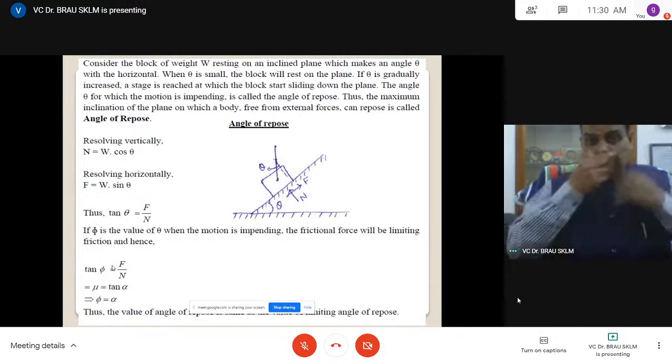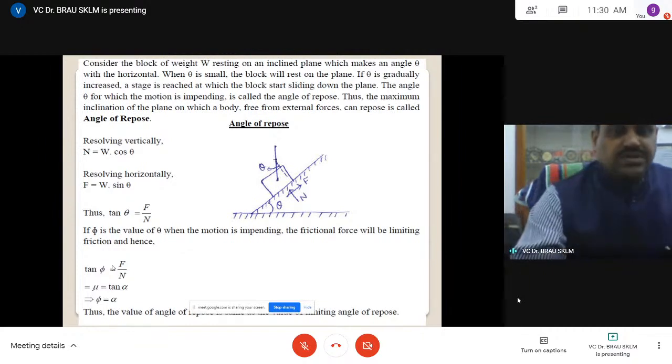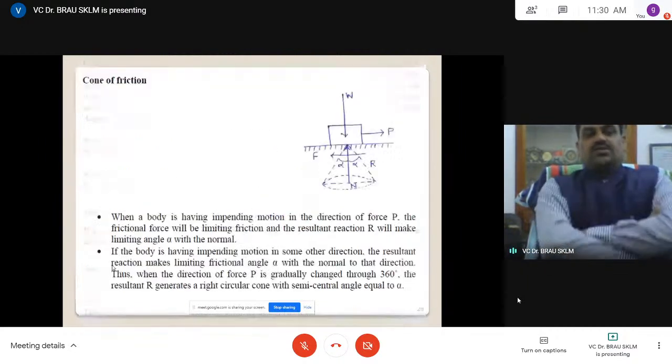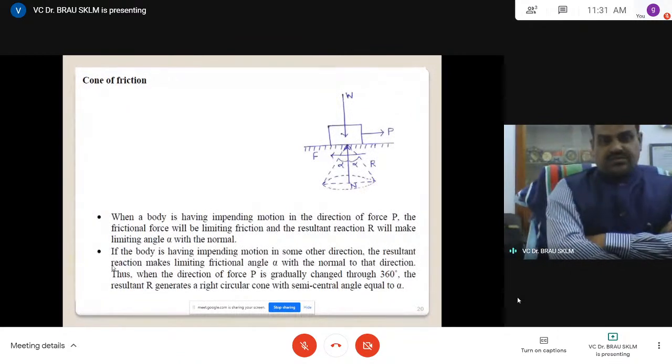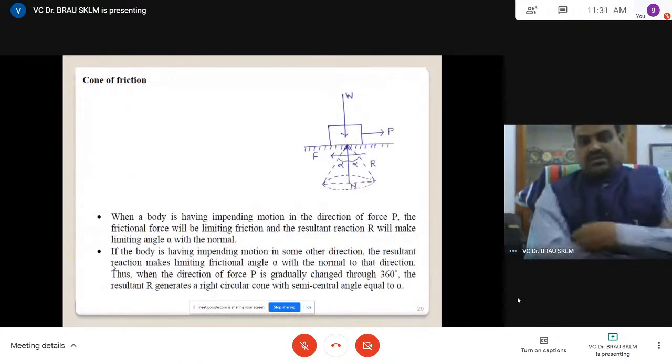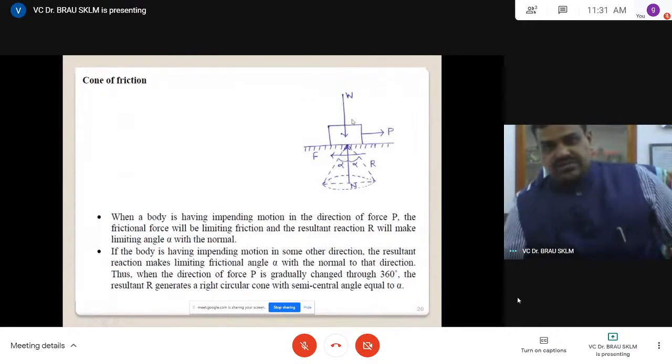This is another important parameter which is required to specify. Now the cone friction. Sometimes in the GATE examination, this is also asked: what is the cone of friction? I already explained the system. Weight is acting downwards on this block. A horizontal force is applied. The frictional force is acting opposite to that.